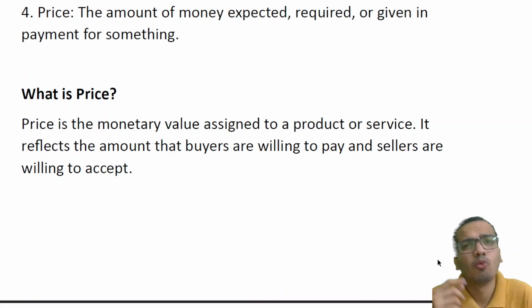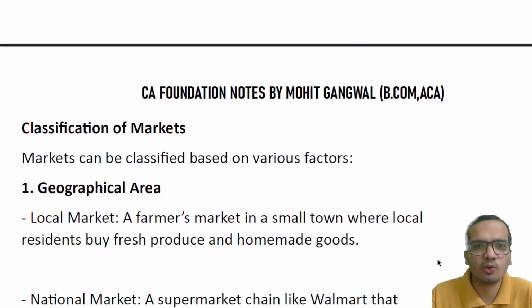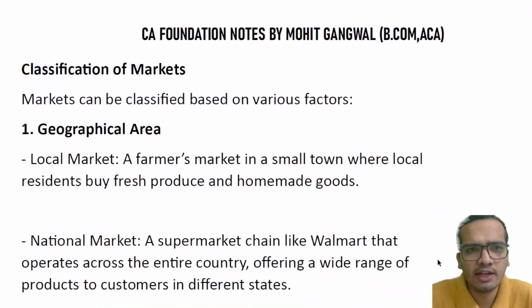Now you may think, what is price? So price is the monetary value assigned to a product or service. It reflects the amount that buyers are willing to pay and sellers are willing to accept. Now there are classifications of market based on various factors. We will be covering them one by one.